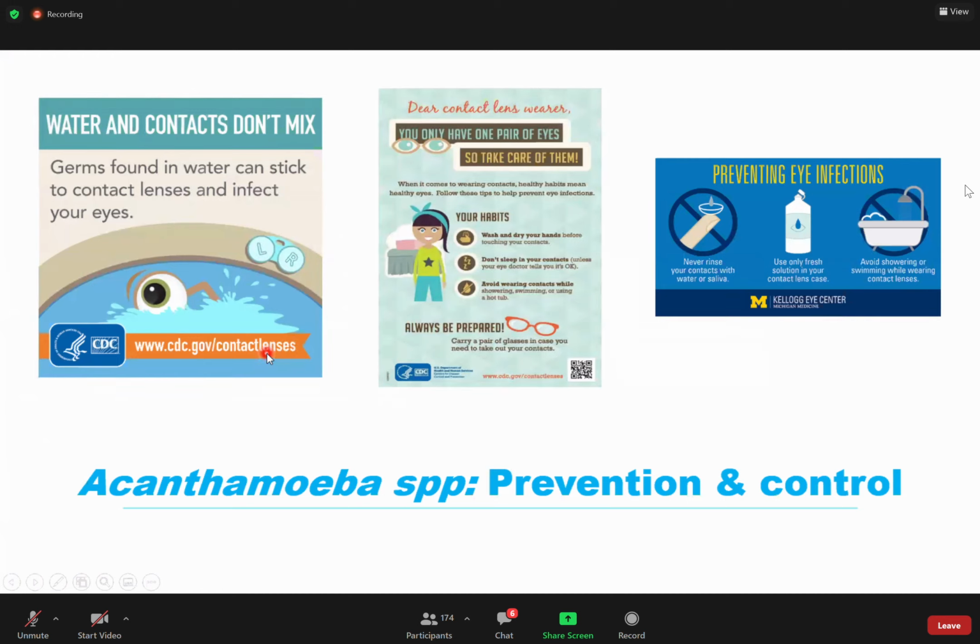How can you prevent contact with the organism? Particularly for people who wear contact lenses, you have to be very careful. Do not use tap water to clean your lenses. Do not put on your lens when you're having a shower because you're not sure if your water is free of this organism. So you prevent contact. Don't go swimming with your contact lens on in lakes and streams and things like that.